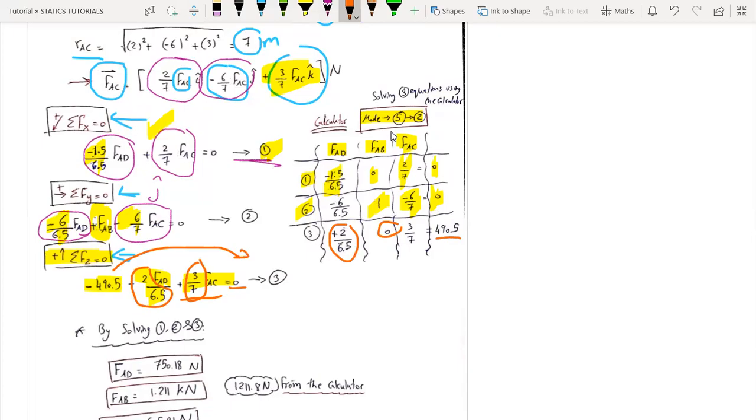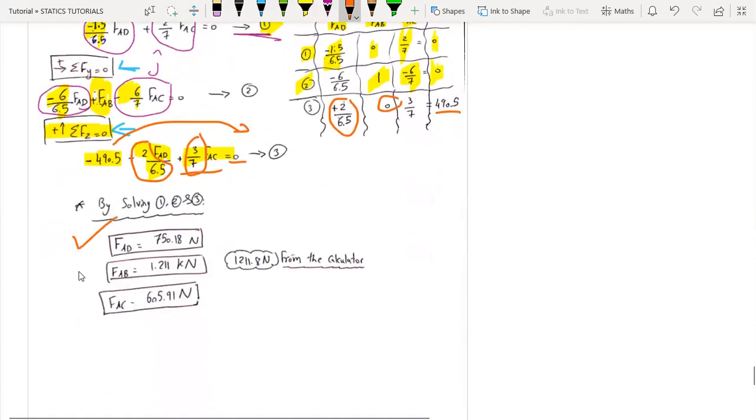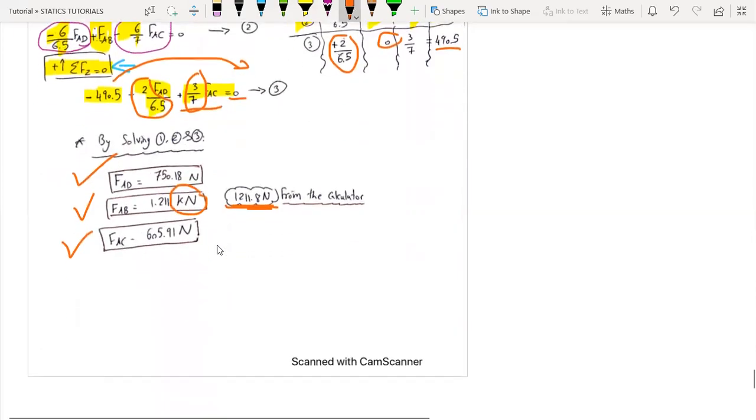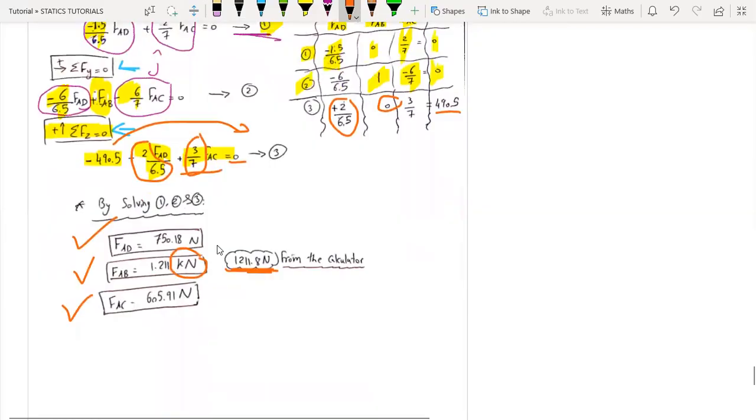Putting these values in the calculator using mode 5, 2 for solving 3 equations, we will get these values in newtons. I got this answer in newtons, but I converted it to kilonewtons after dividing by 1000. So by this we conclude our second tutorial for chapter 3. Hoping that it was useful, and see you then.